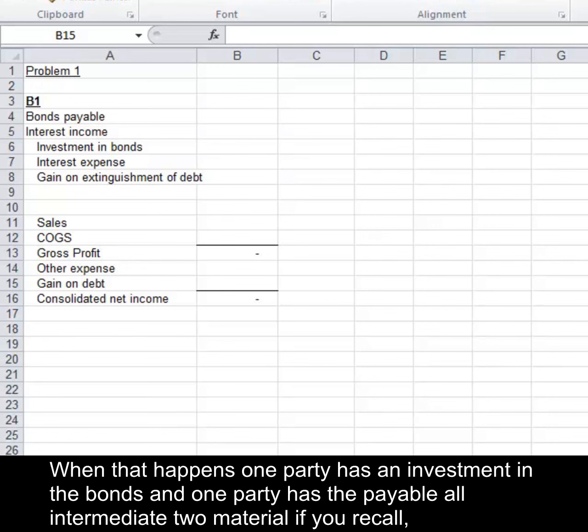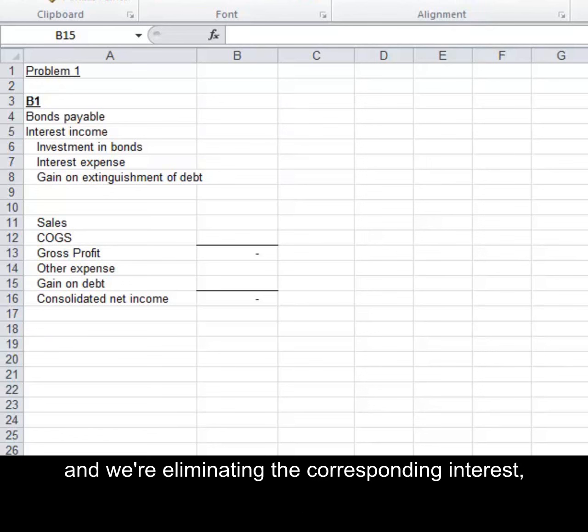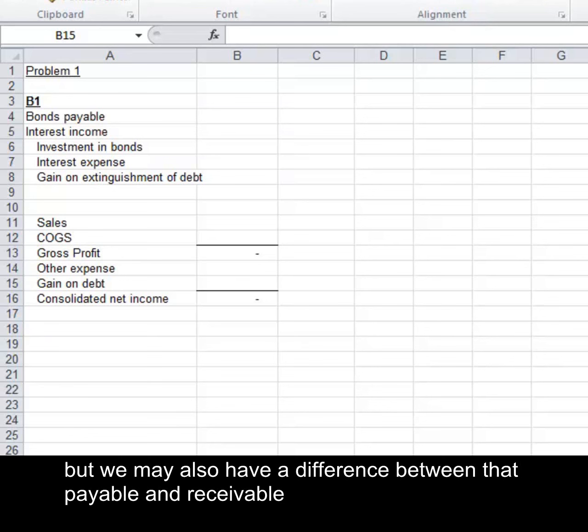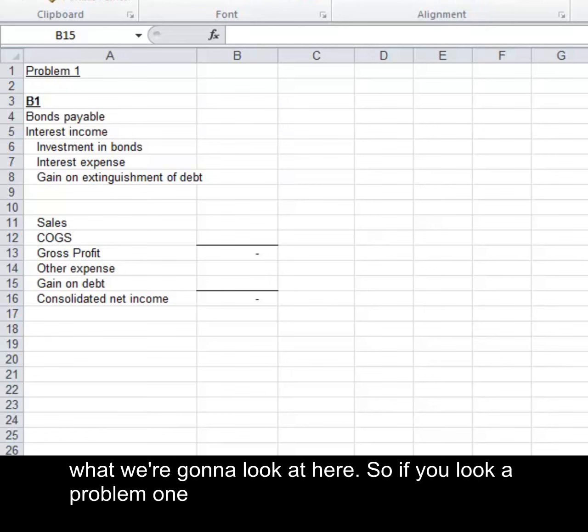When that happens, one party has an investment in the bonds and one party has the payable, all intermediate 2 material if you recall, and we have to eliminate those two pieces. So it's similar to the leases in that we're eliminating a payable and a receivable that offset each other, and we're eliminating the corresponding interest, but we may also have a difference between that payable and receivable because the bonds were repurchased at a price different than what they were issued. And that's what we're going to look at here.